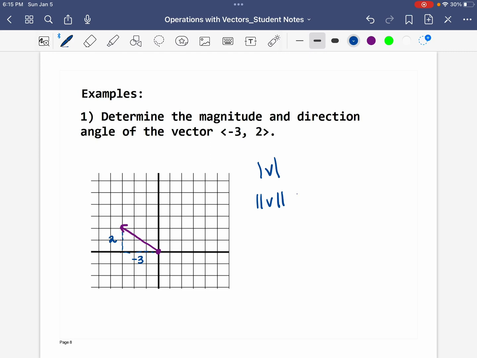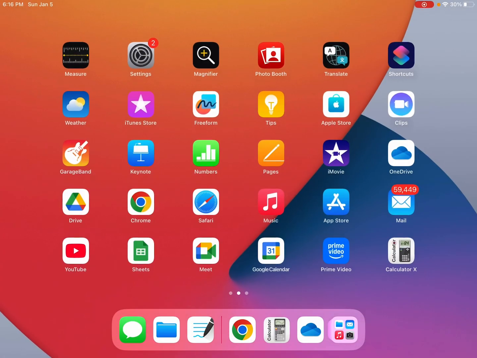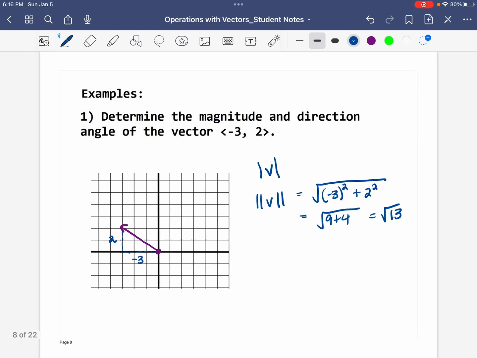And so I'm going to find that by doing the square root of -3 squared plus 2 squared. So I get square root of 9 plus 4, which is square root of 13. So that's an acceptable answer. If you're asked to do some rounding, you could just go to your calculator and do the square root of 13, and it's 3.606. So we'd say approximately. So you'll just have to pay attention to how you're asked to give the answer. So that's going to be the magnitude.